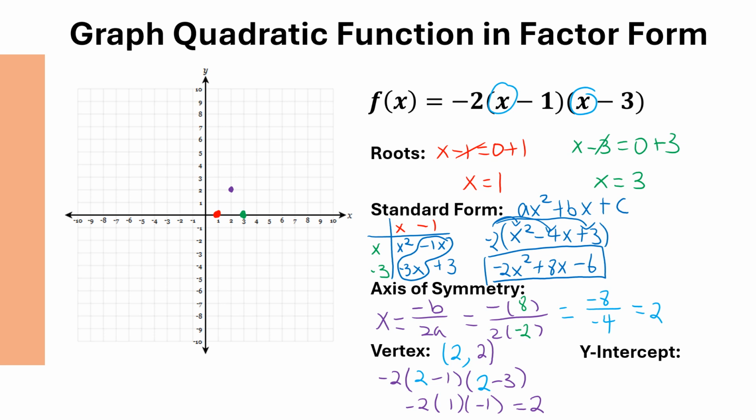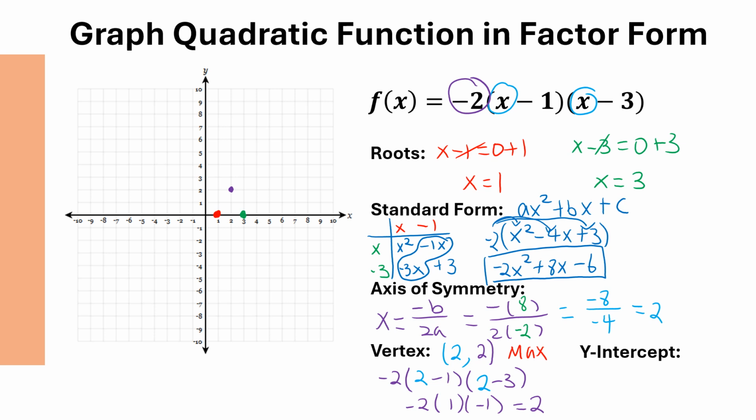The next thing you need to decide is whether or not this vertex is a minimum or maximum. So looking at our a value, because negative 2 is less than 0, is negative, this tells you that your parabola is going to open down. So because it opens down, that point is a maximum point.